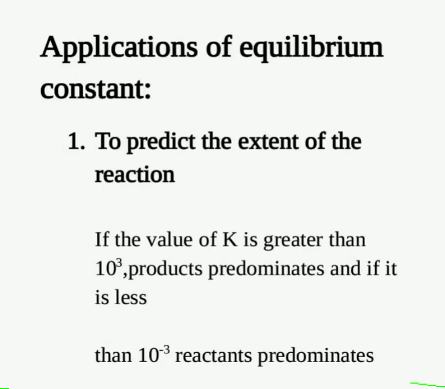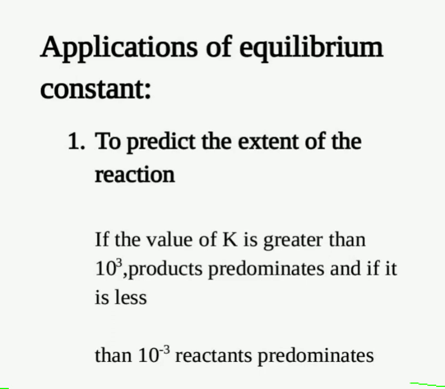Hello friends, in today's class we are learning about applications of equilibrium constant. Equilibrium constant means either Kc or Kp. There are three different applications for equilibrium constant. The first application is to predict the extent of a reaction.